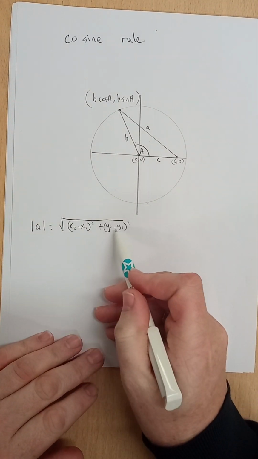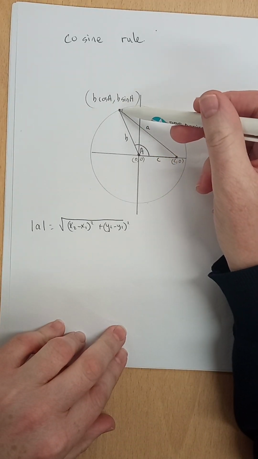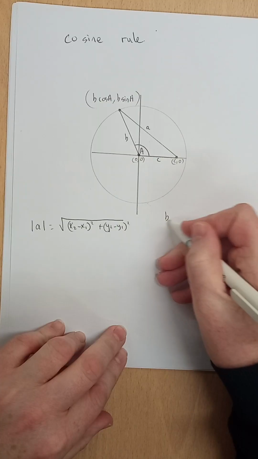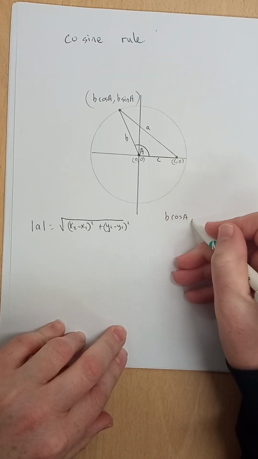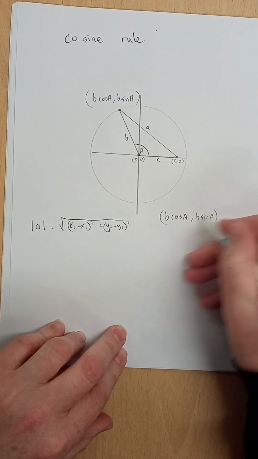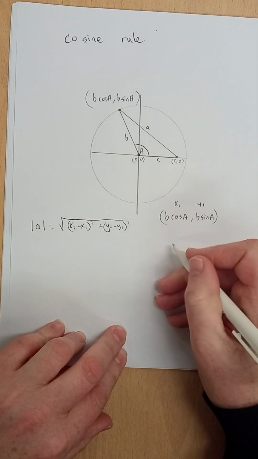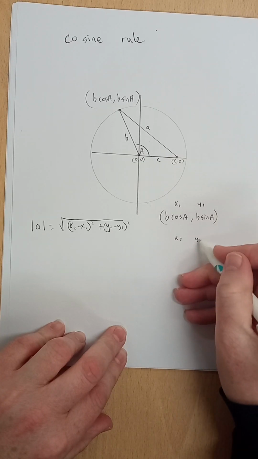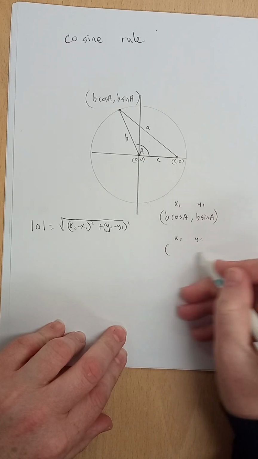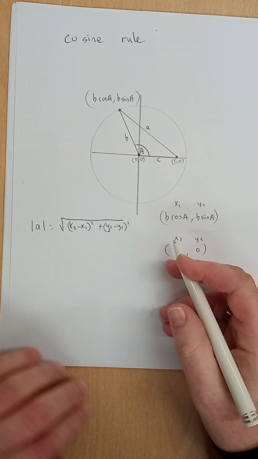Let's get an x1, y1 and an x2, y2 from this. So here's our x1, y1: b cos A and b sin A. And let's call this one x2, y2, and that's c and 0. So let's slot these in here and see what happens.